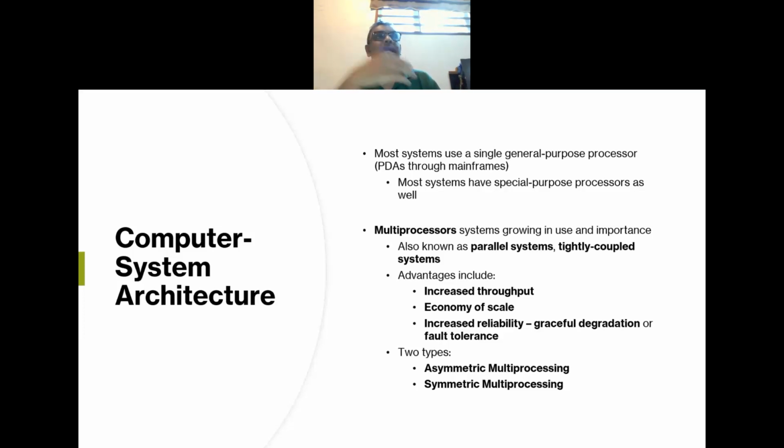Economy of scale means you can easily extend it. For example, RAM is economy of scale because you can buy bigger RAM and increase the size. And increased reliability means it will not easily be in fault, it will always be there. It's not easily damaged.